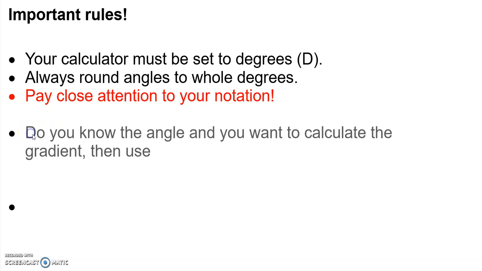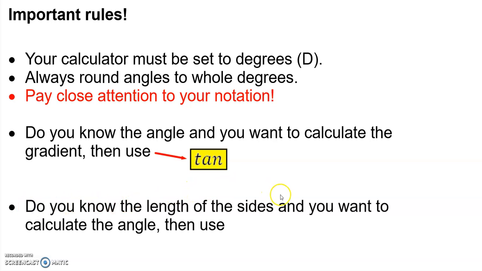Then 4 and 5. Do you know the angle and you want to calculate the gradient? Then we have to use the tangent button on your calculator. But the other way around, when you do know the length of the sides and you want to calculate the angle, then we have to use tangent to the power of -1. You can activate this by first using the shift button on your calculator. If you first push shift and then tangent, you will see tangent to the power of -1 in your display. So those two rules are really important.